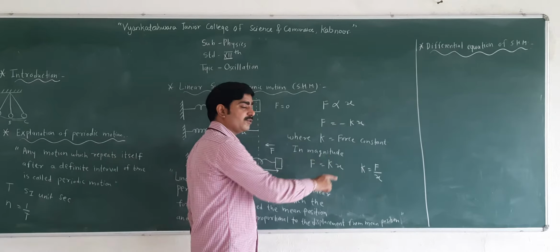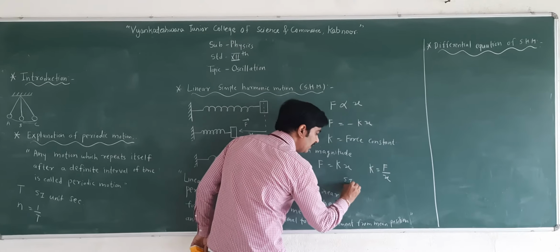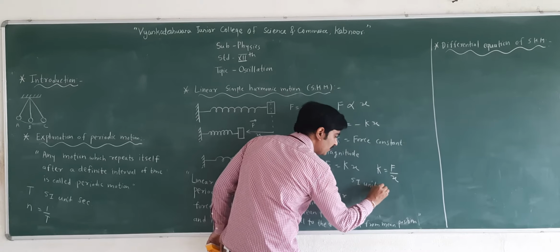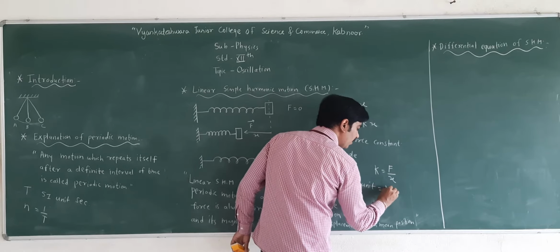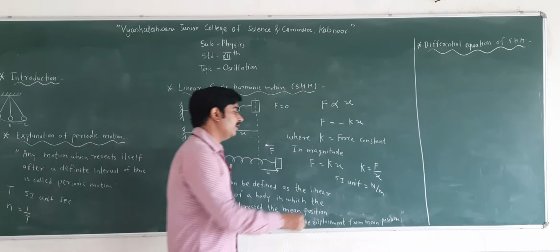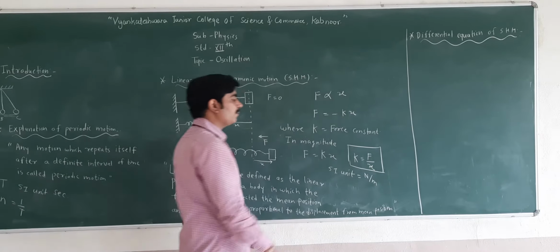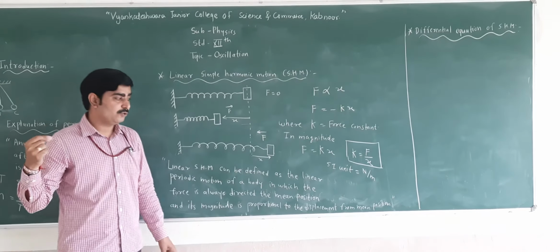So what is the formula for the force constant? k is equal to F upon x. What will be its SI unit? What is the SI unit of force? Newton. What is the SI unit of displacement? Meter. So Newton per meter is the SI unit of the force constant. This formula is useful while solving numericals.